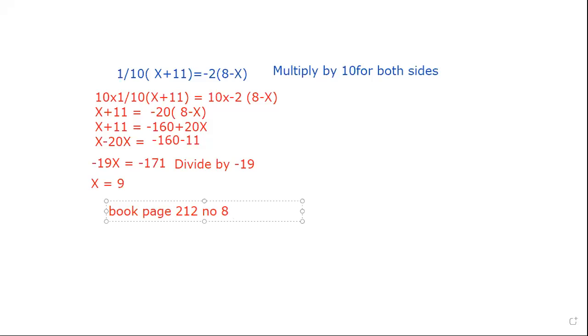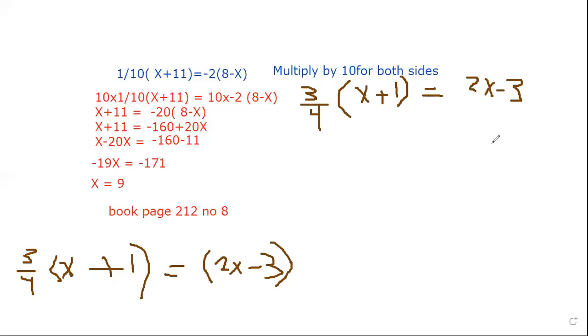Question number 8, book page 212. Miss, I couldn't understand why we put 10. Fraction. We will multiply both sides by how many now, grade 8? We multiply by 4. Once we multiply by 4, we will cancel 4 with 4.